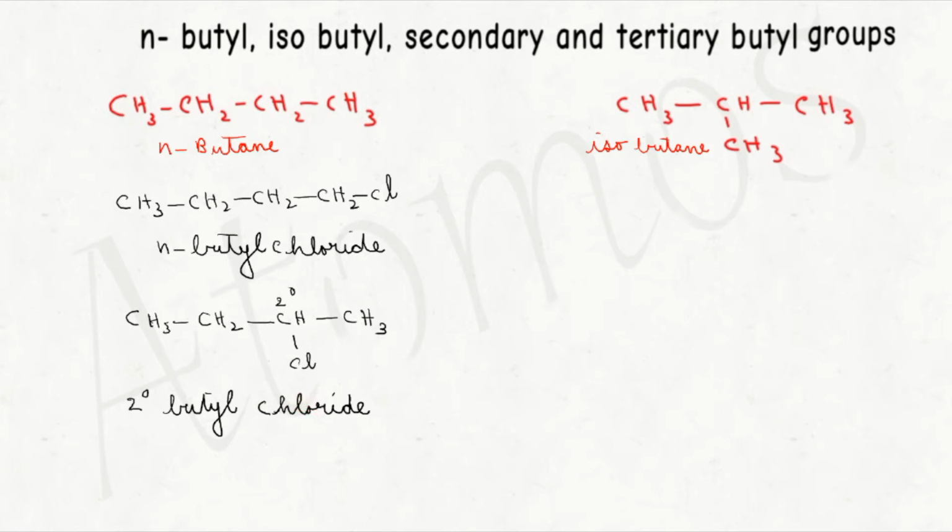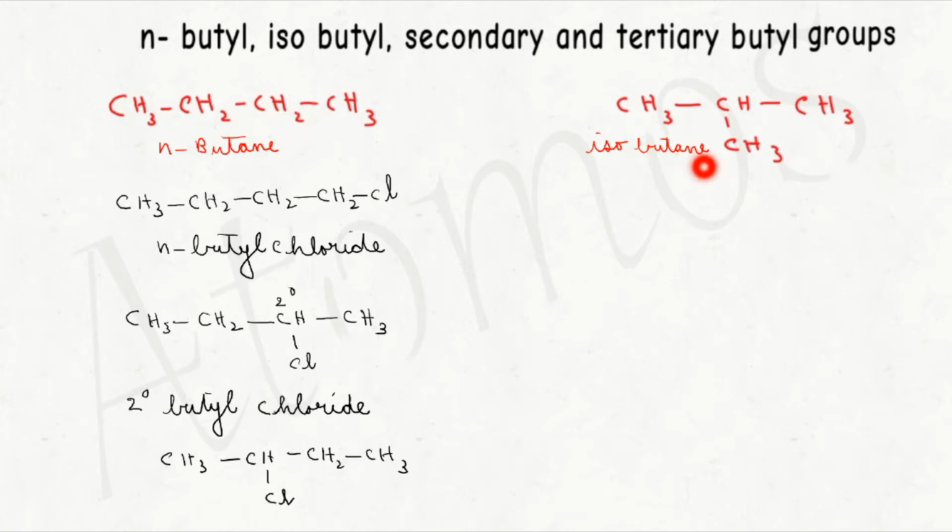Easy. Now a question may come to mind: what about if chlorine is attached to this carbon atom? That time also the compound is the same, no? And see, this is a secondary carbon, right? So this compound also will have the same name, secondary butyl chloride. Why? Because both these carbon atoms are equivalent. Got it?